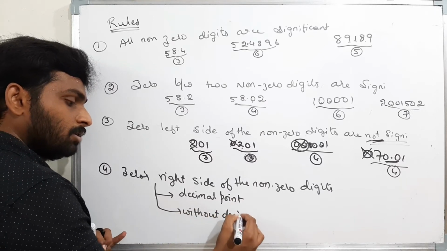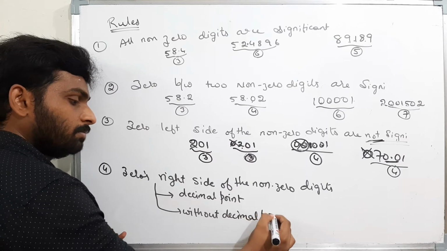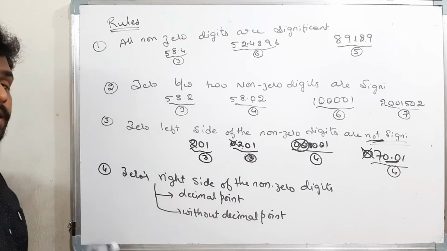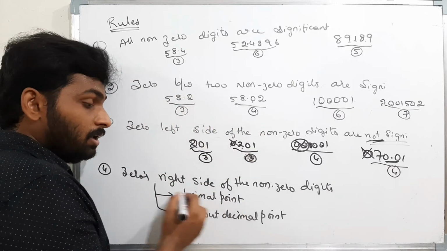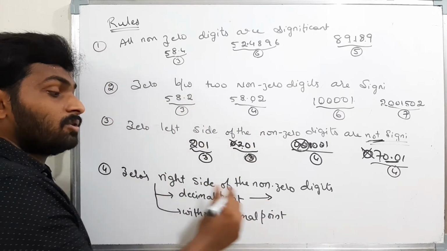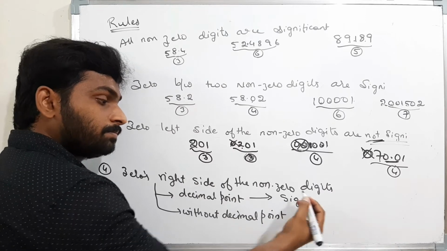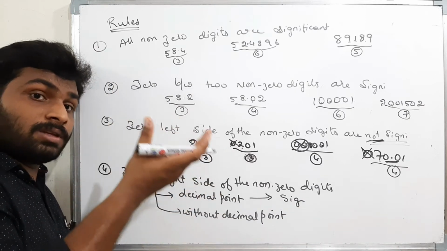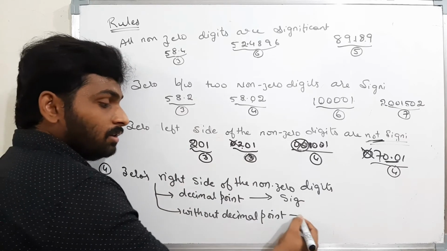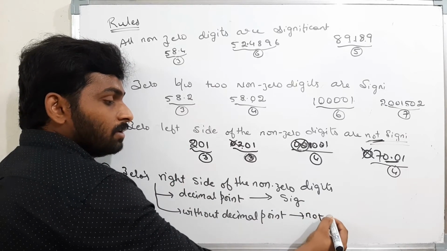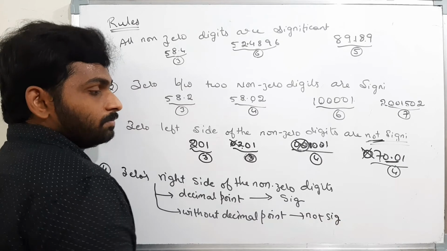If the measurement is with a decimal point, then these right side zeros are significant. If the number is not with a decimal point, then these are not significant. Now observe carefully.